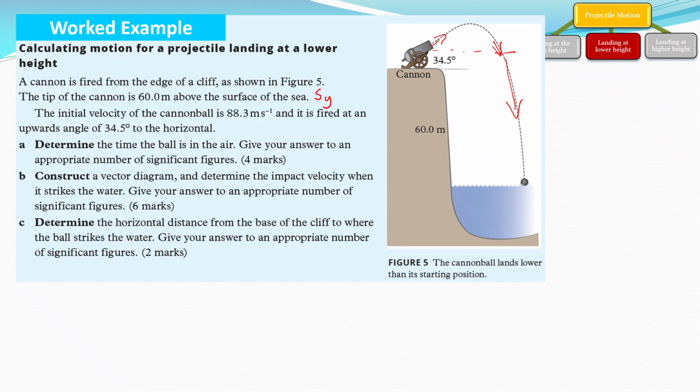The initial velocity of the cannonball is 88.3, so that's u, not uy or ux. You've got to work those out. That's just u. And we know our angle is 34.5 degrees to the horizontal. So what have we got to find? Time of flight. We've got to do a vector diagram to work out our impact velocities as it strikes the water. So in other words, we're going to have to find the x and y components and then resolve them back together into one vector. And the horizontal distance, so the range. So how far was this distance here? All right, let's work through that.